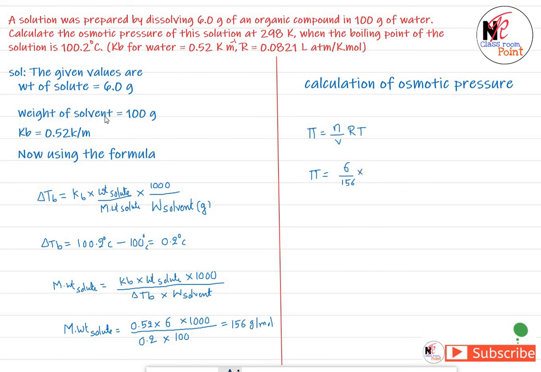the R value, since it is in atmospheres, is given already as 0.0821 litre atmospheres, temperature is 298 kelvin, and the volume of the water is 100 grams, which equals 0.1 kg, that is 0.1 liter, because for water 1 ml equals 1 gram, as the density is 1 gram per ml, particularly for water only.